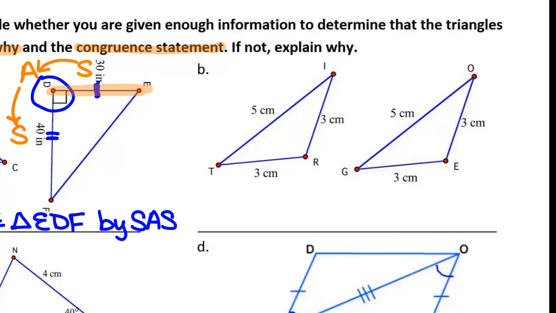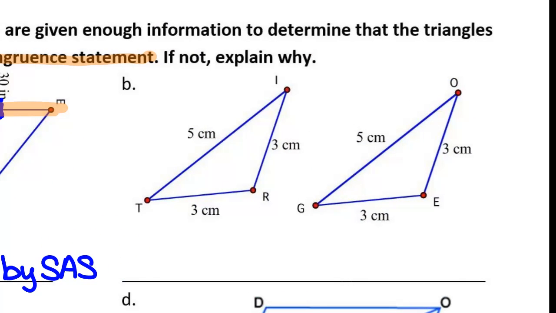All right. Are there any things that I can mark as congruent between the two triangles on part B? What can I mark? Side GE down on the bottom. What is that congruent to? TR. Anything else it's congruent to? GO is congruent to TI. What else?